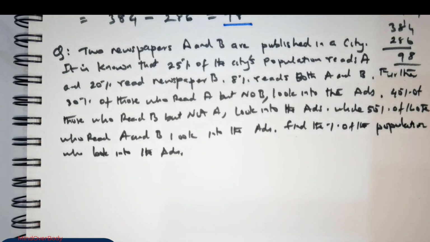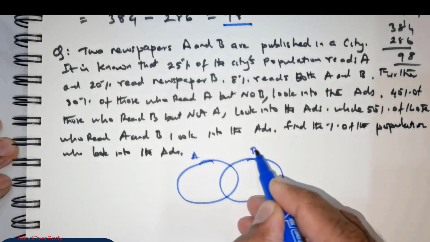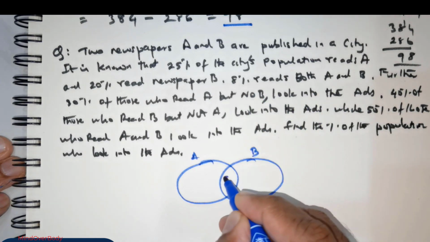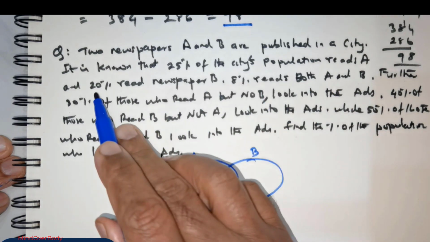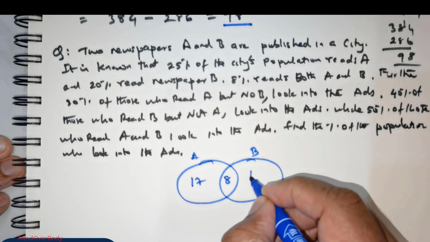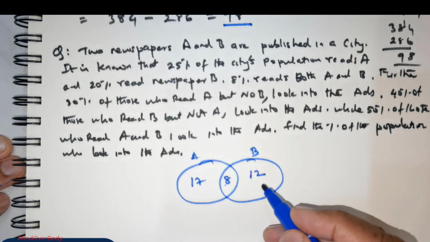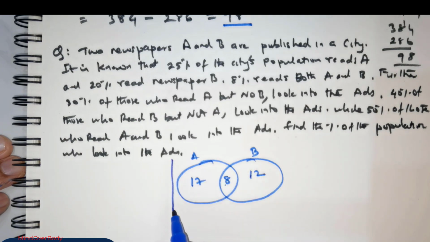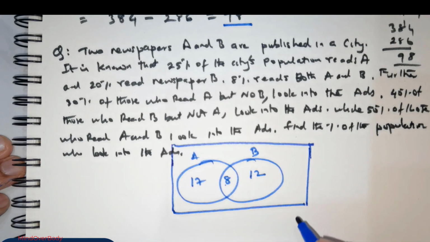Okay, so the solution is got using Venn diagrams. So let me draw A and B. This is A, this is B, and it states that 8% read both A and B. So this is 8. From 25 you take away 8, you get 17, and from 20 you take away 8, you get 12. So 17 plus 8 gives you people reading A, 25%, and 8 plus 12 gives you 20, the people reading B. So you just put this in the box, right?